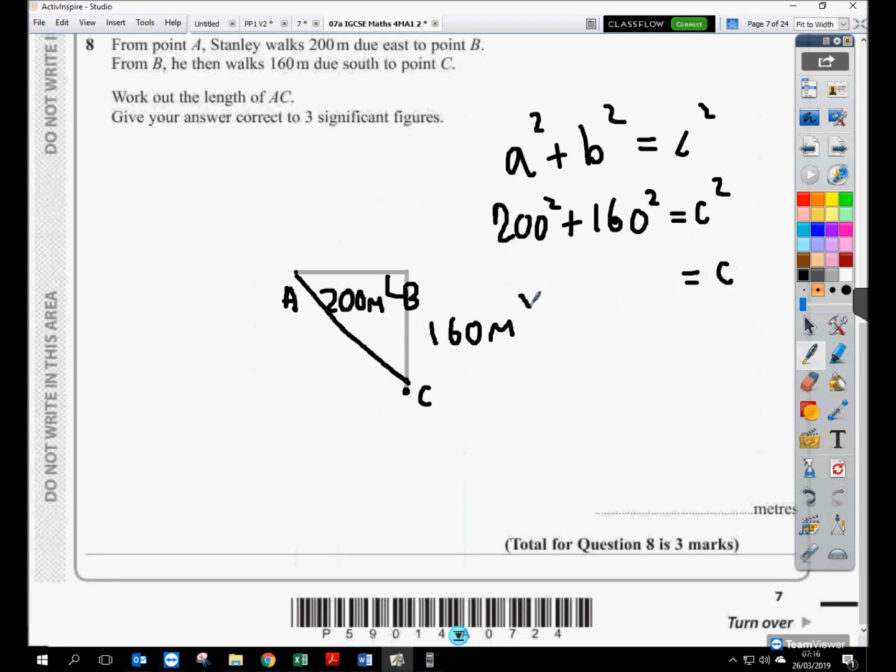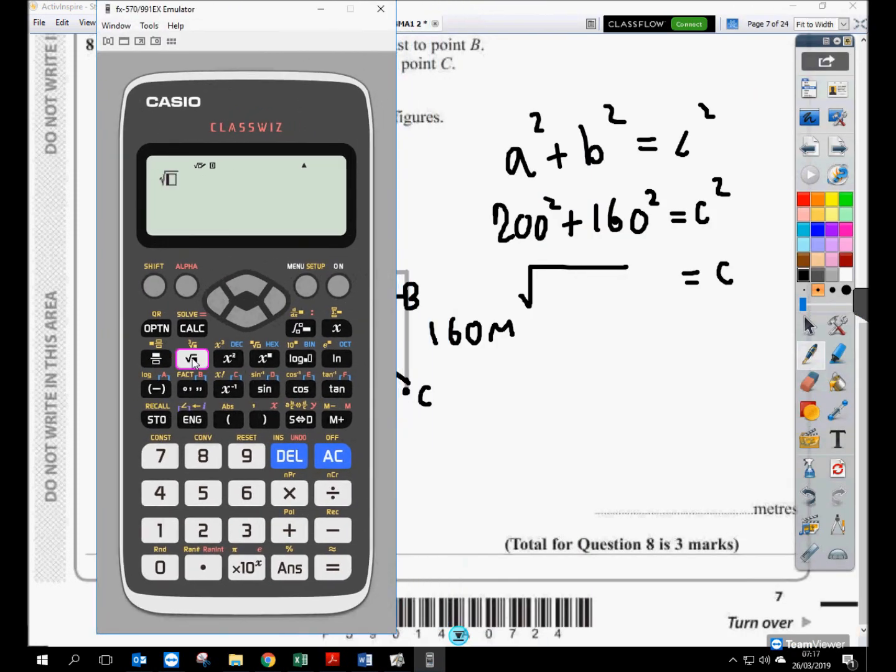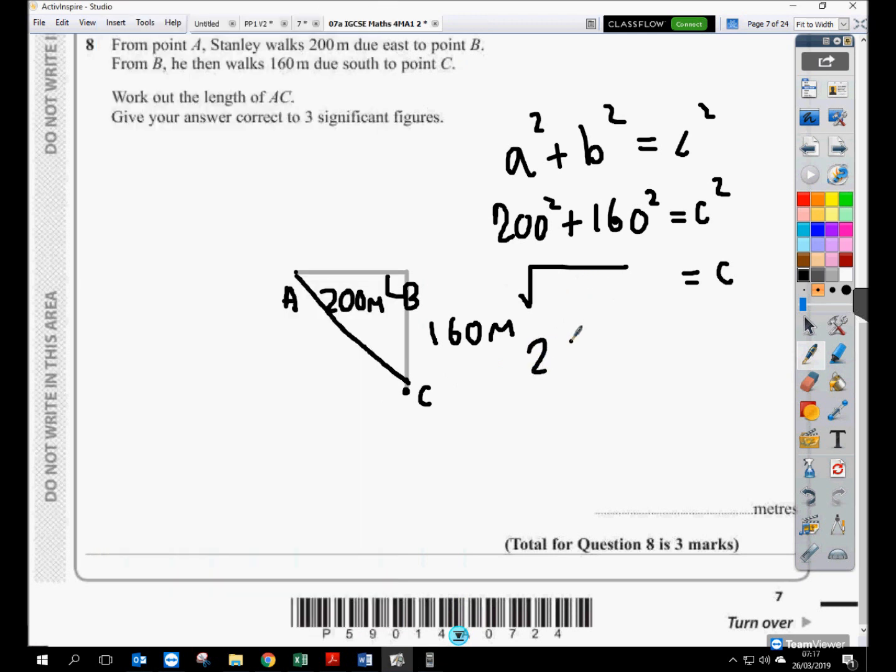Okay, and C is the square root of this. 200 squared plus 160 squared. Square root of 200 squared plus 160 squared. What's this? 256.1249. Okay, and give your answer correct to three significant figures. So 256 is the answer to the question.